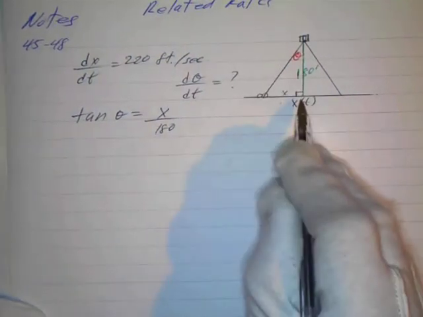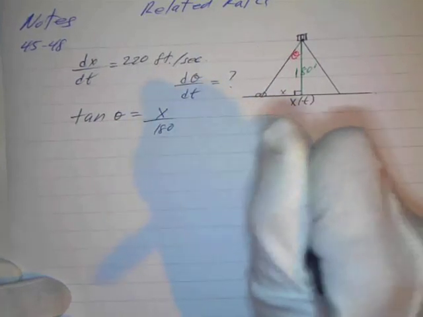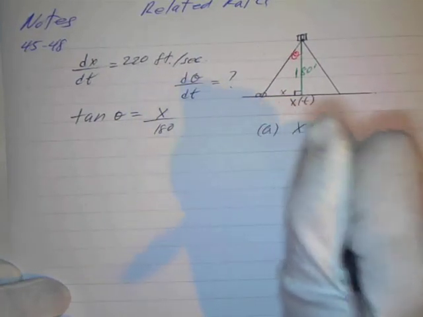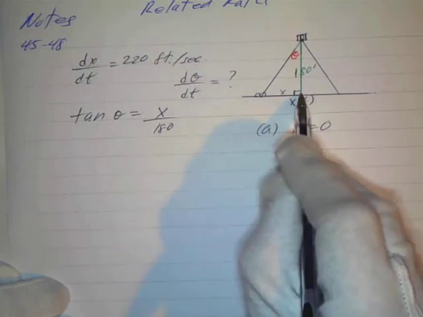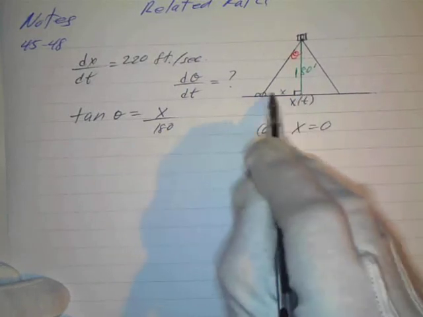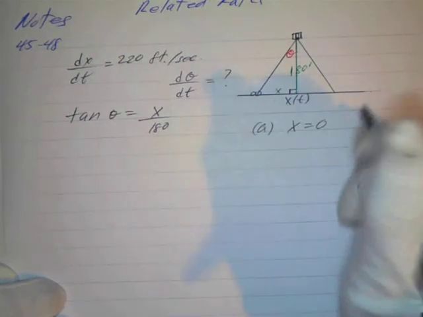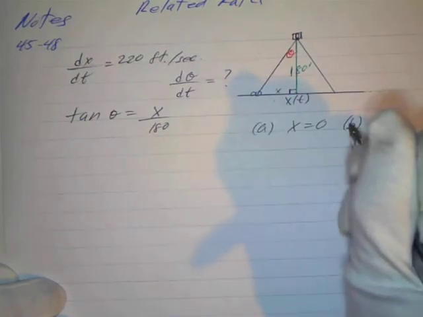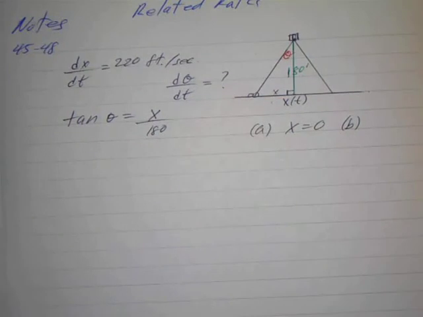And that's, first of all, part a, when the car is right in front of you, when x equals 0, because this is my position, this is my x value. When x is 0, the opposite side inside that right triangle is 0. And part b, 1.5 seconds later.